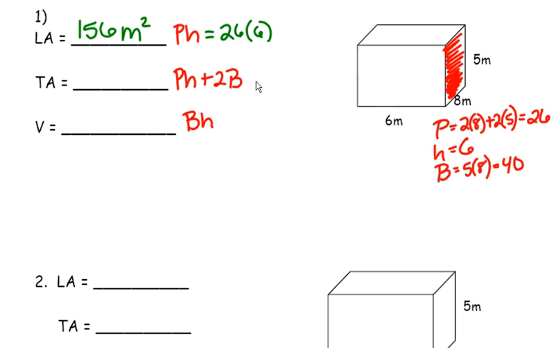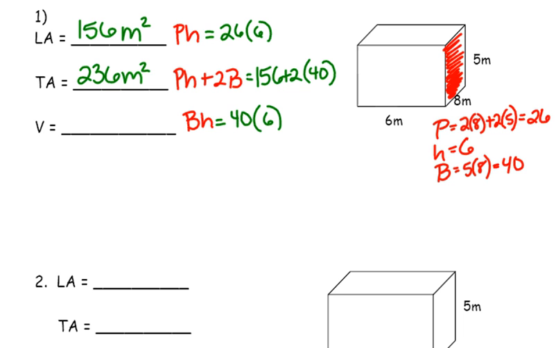Okay, so my total area is going to be that 156 plus 2 times the area of my base, which was 40. So 156 plus 80, which gets me 236 meters squared again. And then my volume is going to be area of the base, 40, times my height, which is 6. So 6 times 40 is 240, and that would be meters cubed because it is volume. All right, let's move on to the next problem.